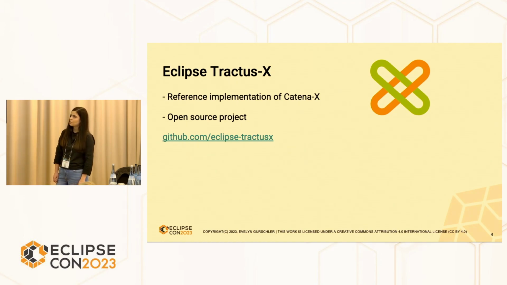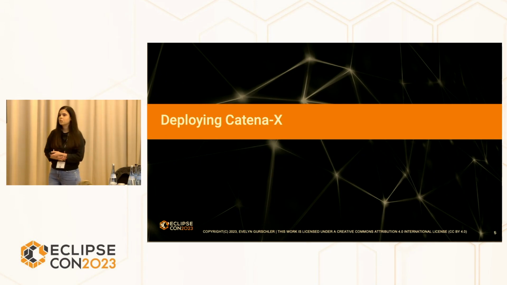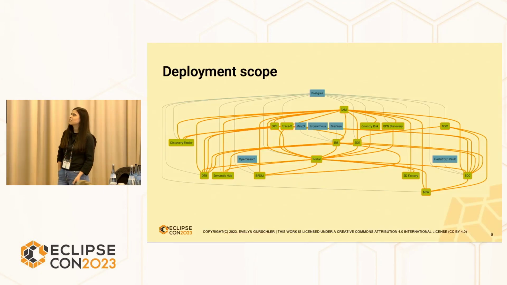But I would like to take the occasion to thank the mentors from the Eclipse Foundation and also our open source expert for the daily support in getting this project organized and running. So with this, having a bit of context now, I jump into the main topic of deploying a data space, or Catena-X. For this, I painted a picture in order to bring down the scope of what we want to deploy.